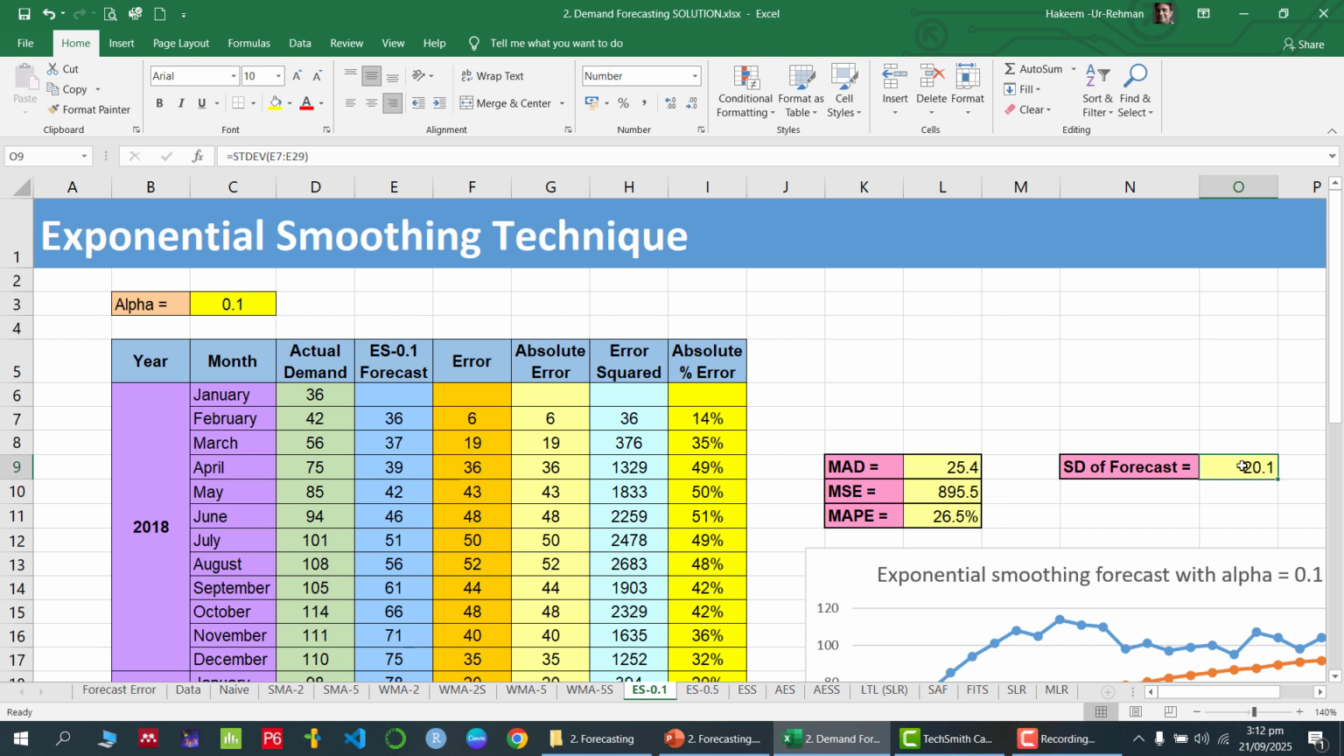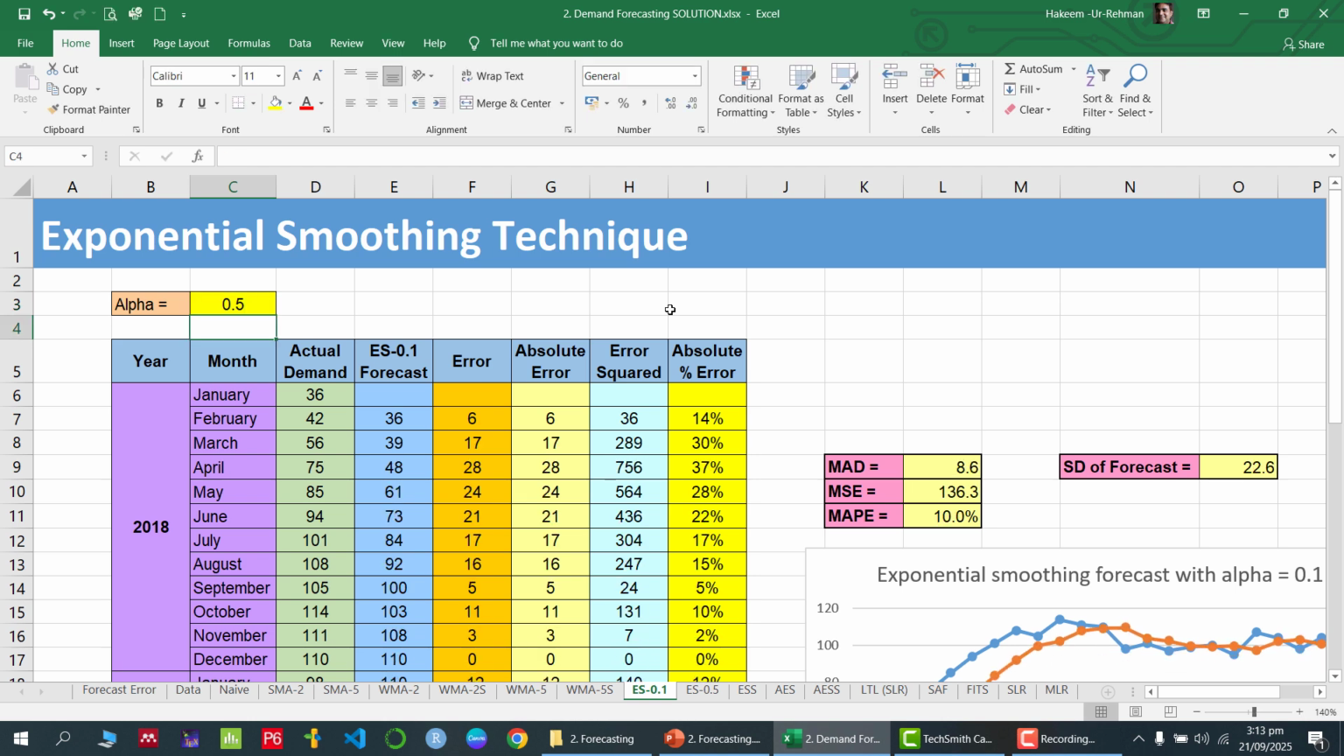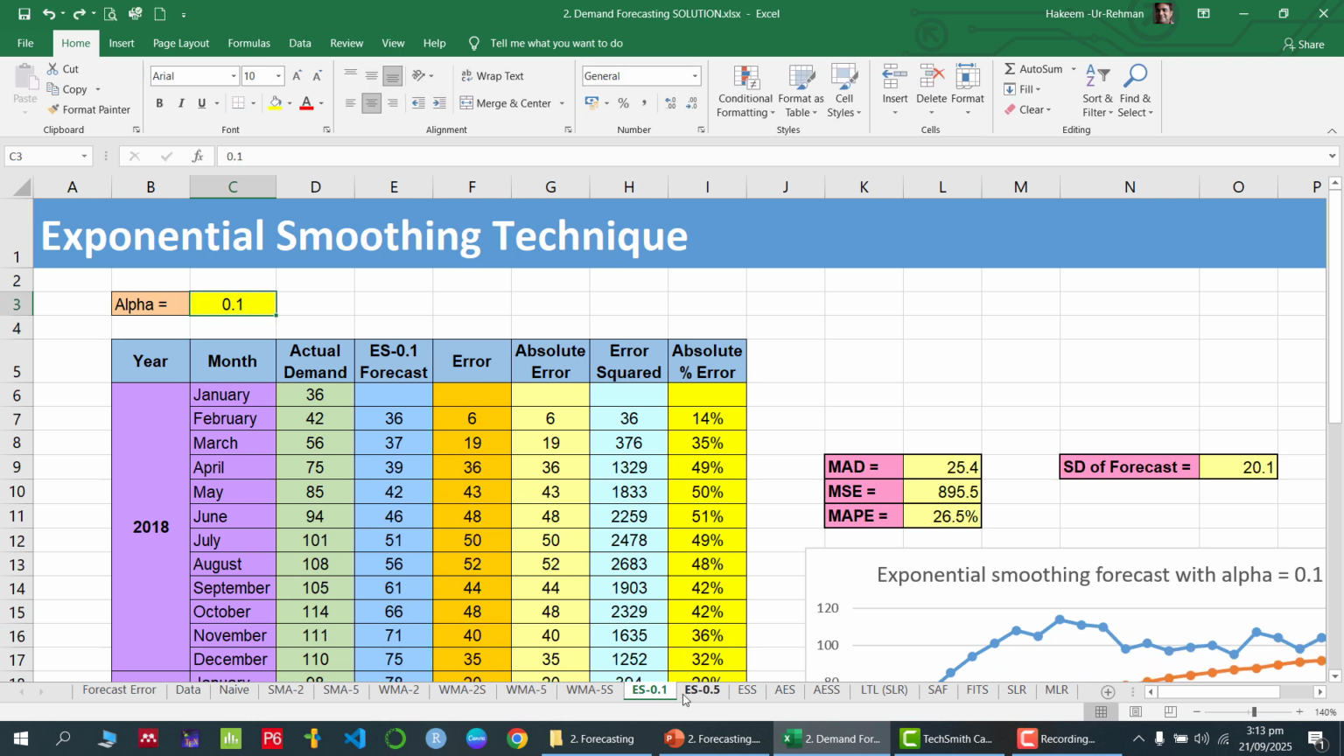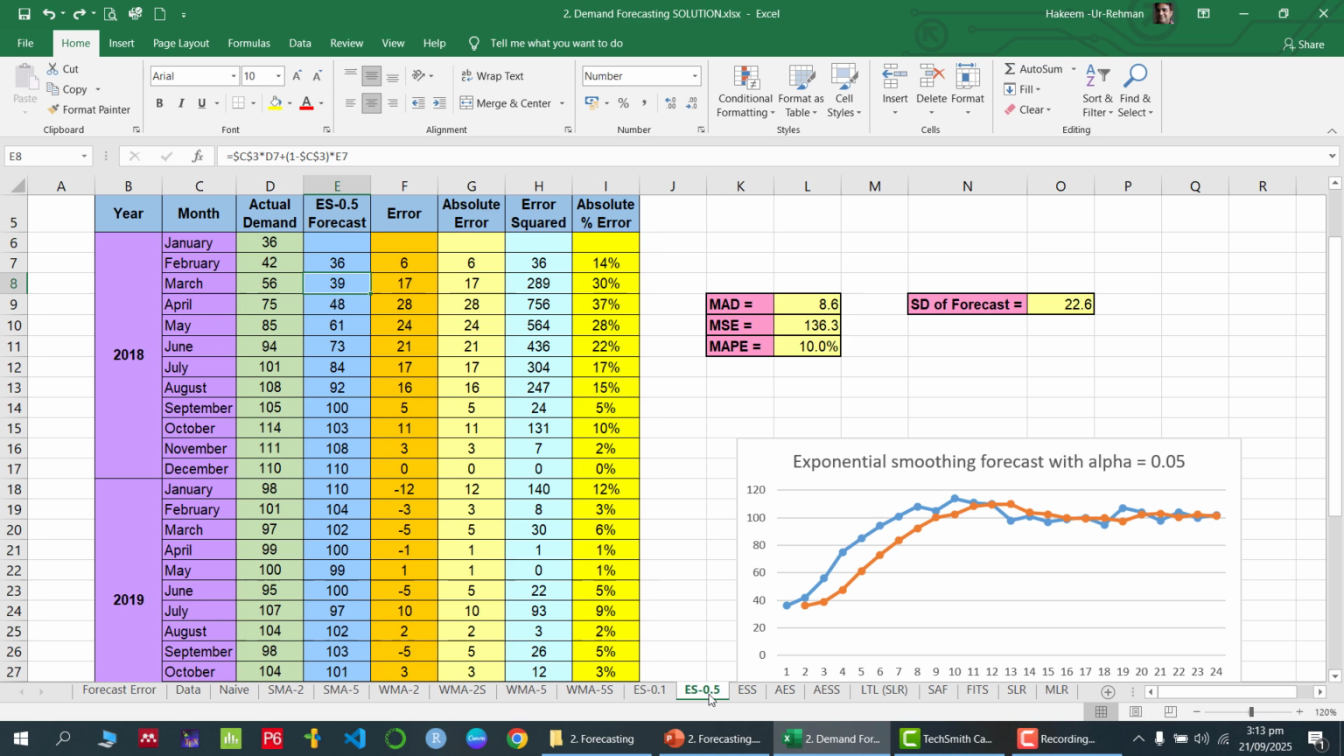We will see that when we use a smaller alpha compared to a larger alpha, there will be a lower standard deviation value. So the same thing, if instead of applying 0.1, I'm using 0.5, what will be the effect? Let me show you.